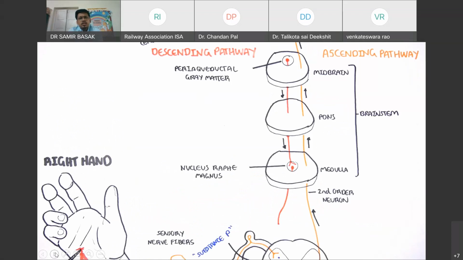When coming to the descending pathway, it starts from the periaqueductal gray matter. Next comes the nucleus raphe magnus at the medulla. From the midbrain periaqueductal gray to the medulla nucleus raphe magnus. Then it further carries the descending inhibitory signal up to the first order and second order neuron junction, that is lamina 1 and 2. It releases serotonin and noradrenaline.